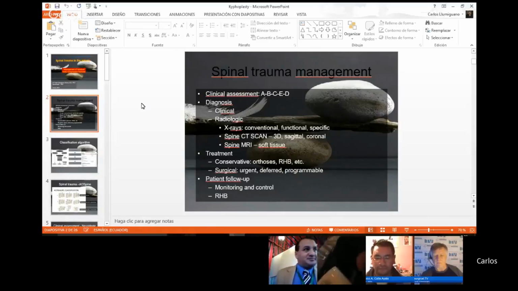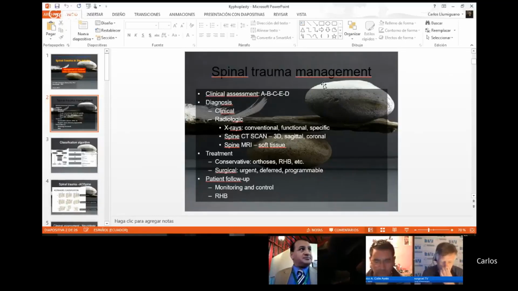And we can analyze the treatment of this change in the vertebral body. If we need a conservative treatment, such as using orthosis, or maybe the patient just needs rehabilitation, or we have to do a surgical treatment. It depends whether it is urgent, deferred, or programmable surgical treatment. We can do a follow-up of the patient after the acute stage treatment, such as monitoring and control of the patient at several times, or they need to continue with rehabilitation.